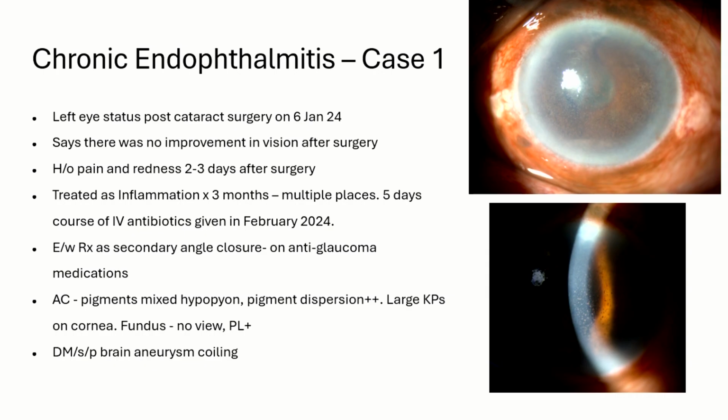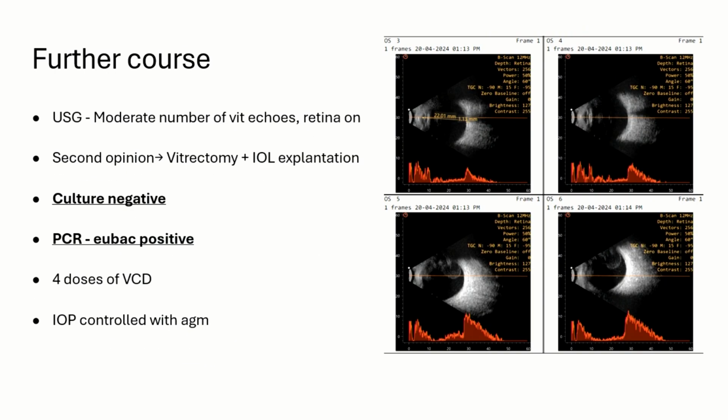I was wondering whether this is inflammation or infection, because he was treated again at multiple places with different diagnoses. Then I showed to LG sir. Sir said this is chronic postoperative endophthalmitis and we'll proceed with IOL removal. He is a patient who had diabetes with a brain aneurysm, coiling and all that, some systemic issues also. And then we proceeded with vitrectomy. The most important point was this ultrasound: if you see, there is hardly much vitritis. So this is where it was confusing.